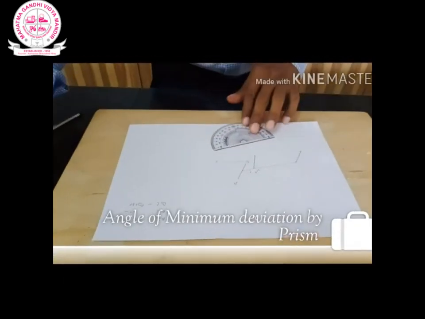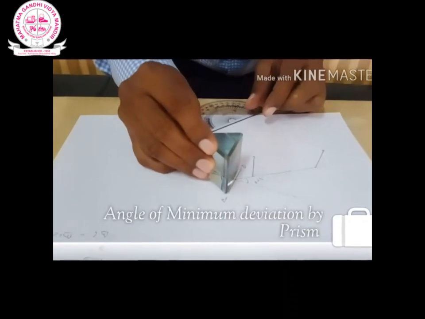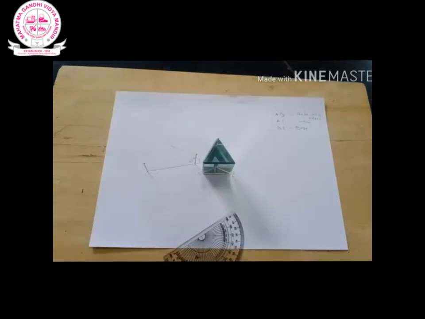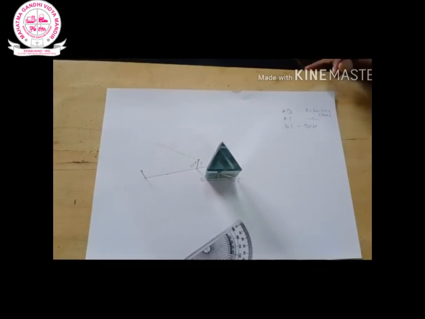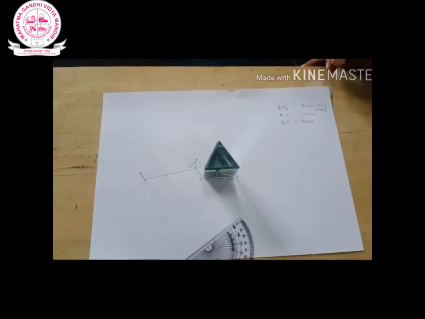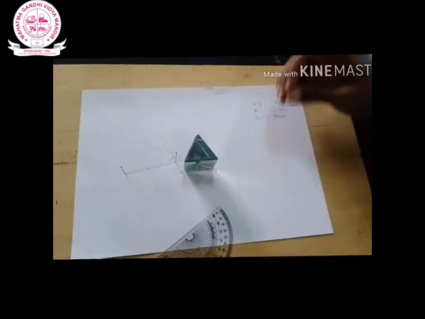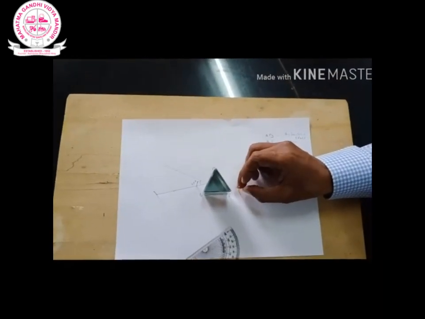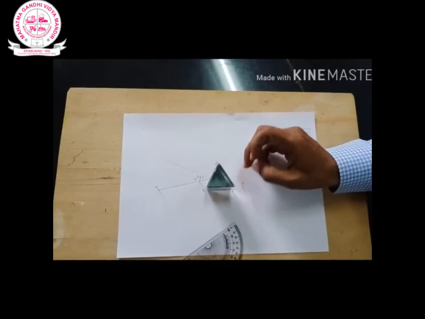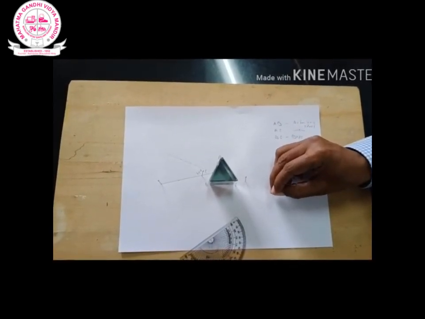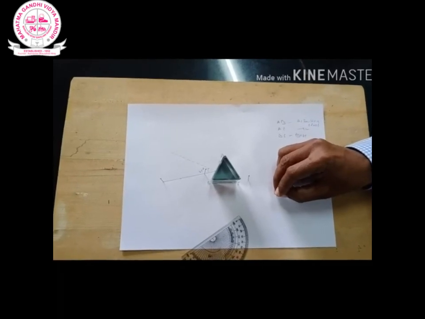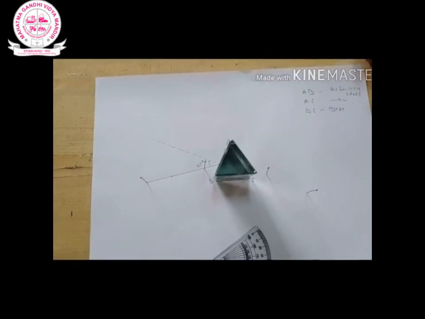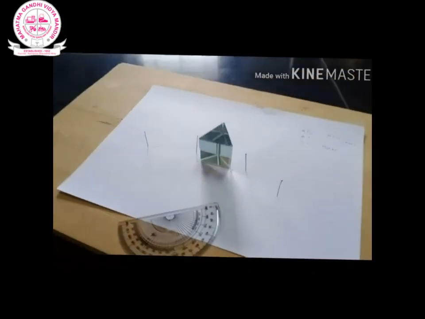Now place the prism and observe the pins through the prism, in which we get the two pins on side AB and side AC in one line.